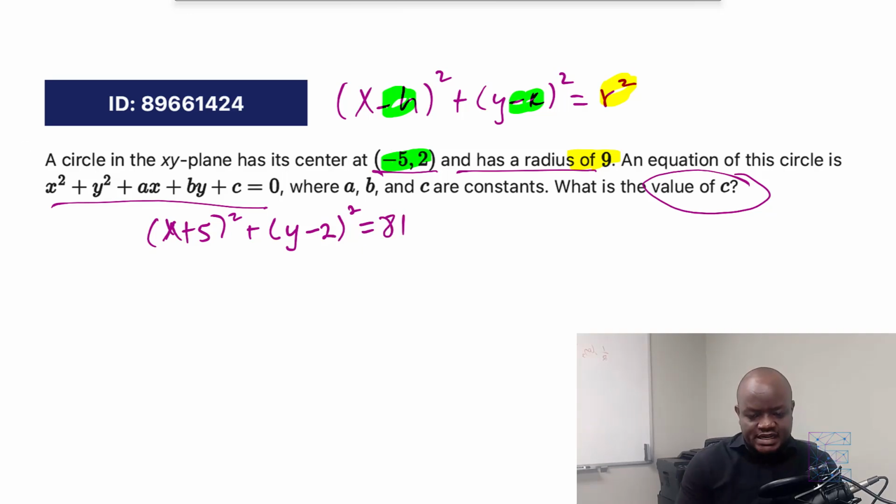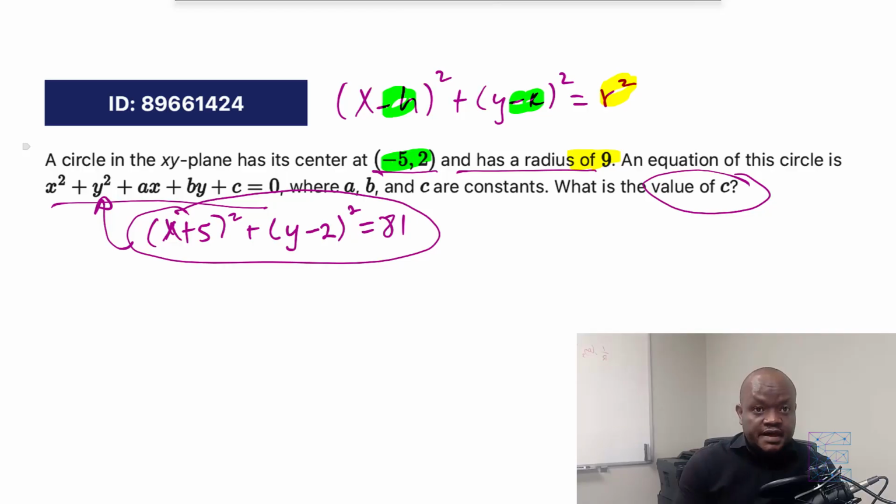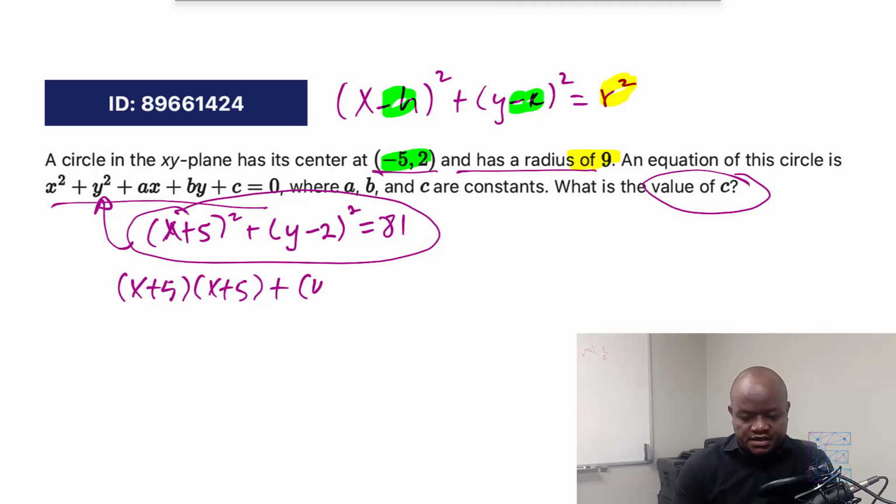So now we need to convert this equation from standard form to what's known as general form, and you do that by simply foiling. Okay, what does FOIL mean? It says (x plus 5) squared. You got to write that twice. (x plus 5) times (x plus 5) plus the (y minus 2), which is also squared, so we need to write it twice. So (y minus 2) times (y minus 2) equals 81.